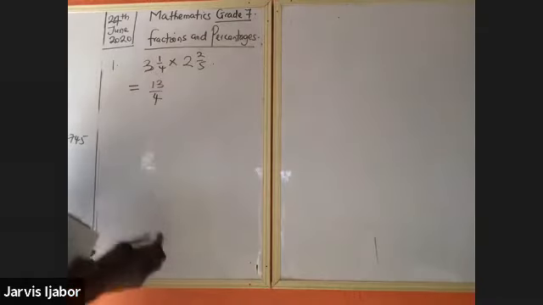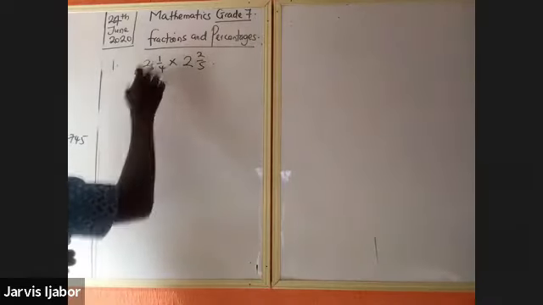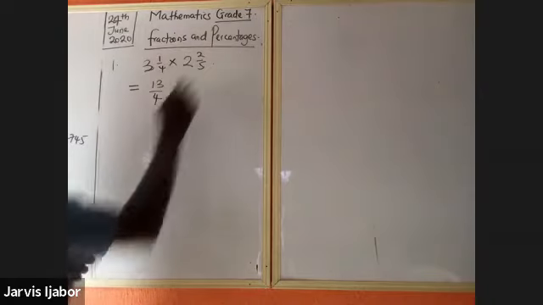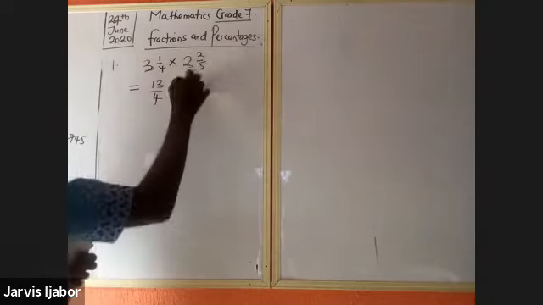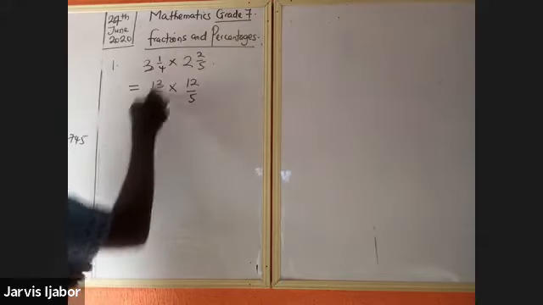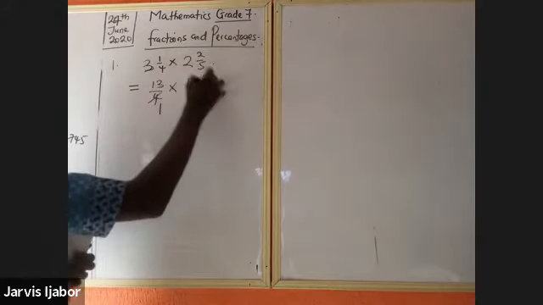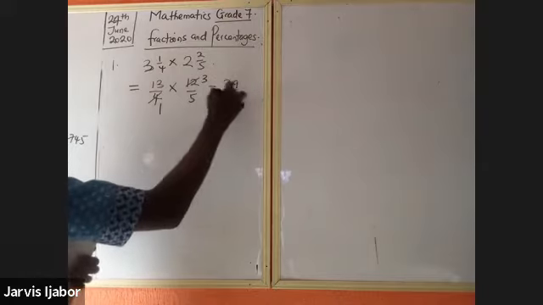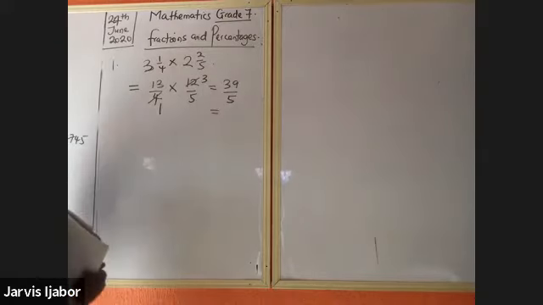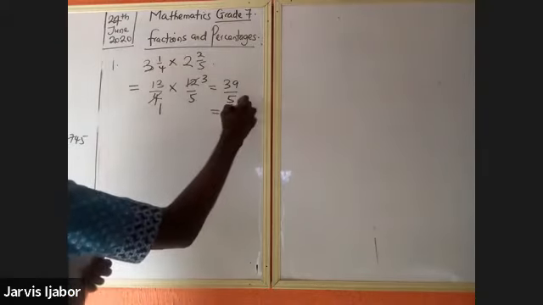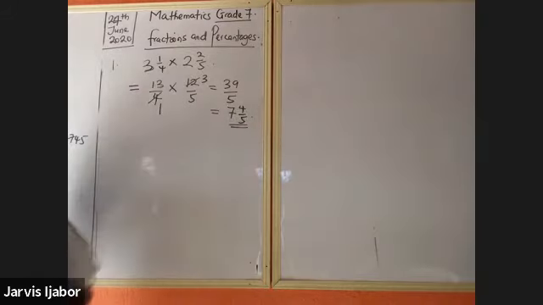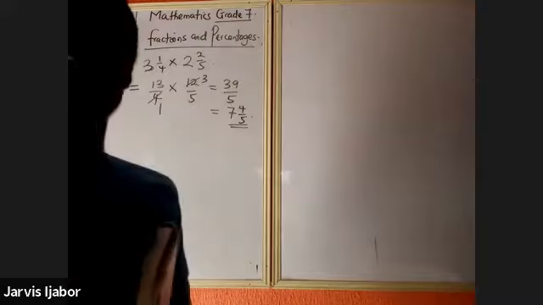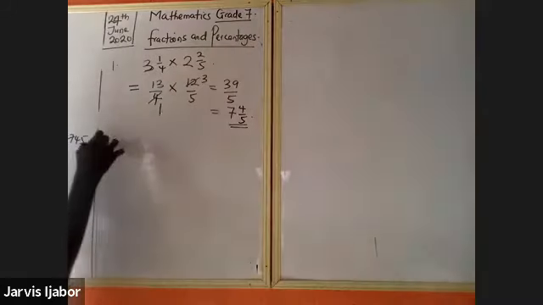You're well aware of how we're getting that. 4 times 3 plus 1. And here 5 times 2, 10 plus 2, that's 12/5. So this goes here 1, this goes here 3, and that will be 39/5, which will give me 7 4/5. Now question 2.